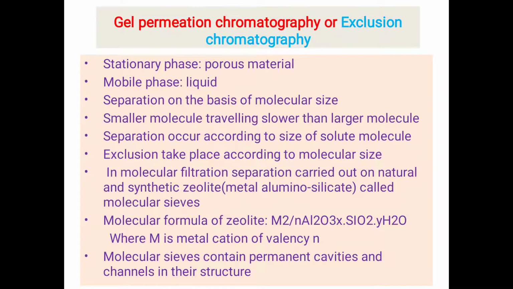In molecular filtration, the separation is carried out on natural and synthetic zeolites, metal aluminosilicates called molecular sieves. The molecular formula for the zeolite is M2/n O·Al2O3·xSiO2·yH2O, where M is the metal cation of valency n, and the molecular sieves contain permanent cavities and canals, a channel, in their structures.